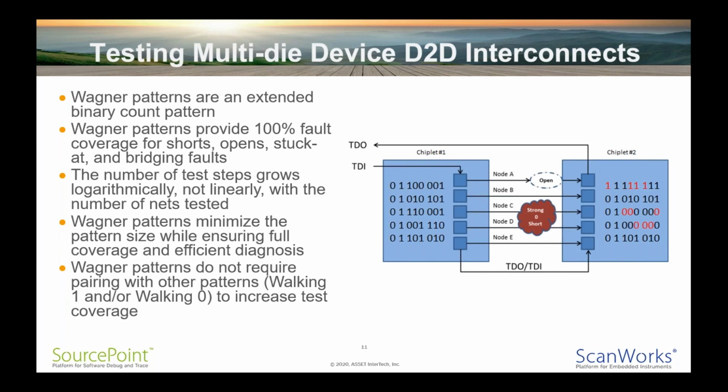Also, Wagner patterns do not require pairing with other patterns, such as pairing with the walking ones test or the walking zeros test to increase their fault coverage. The graphic to the right demonstrates the concept of Wagner patterns on a group of nets applied by transmit boundary scan cells on the left and the value captured by the receiving boundary scan cells on the right. The values in red indicate bit miscompares due to fault. Again, Wagner patterns are the most efficient patterns for optimizing test coverage and diagnostics.